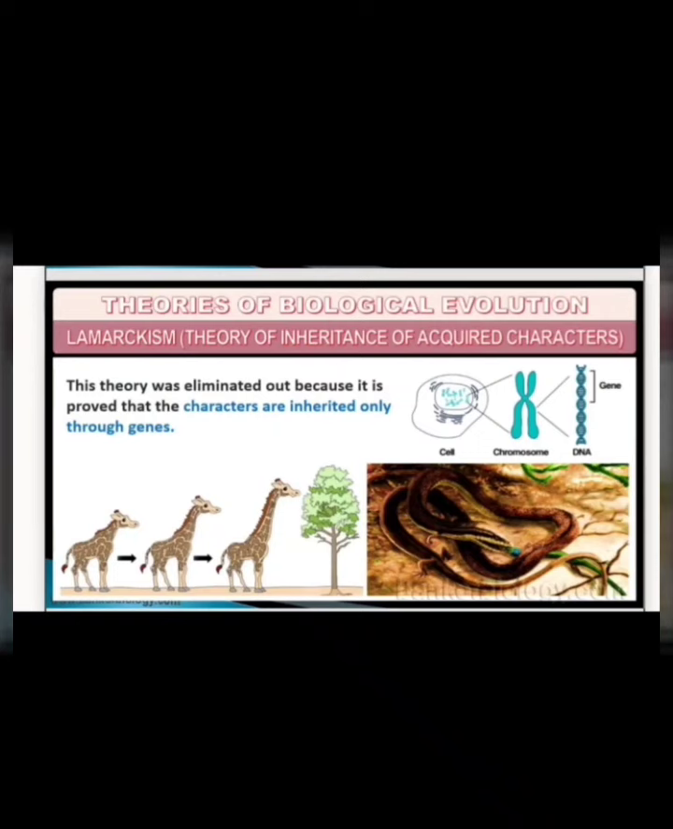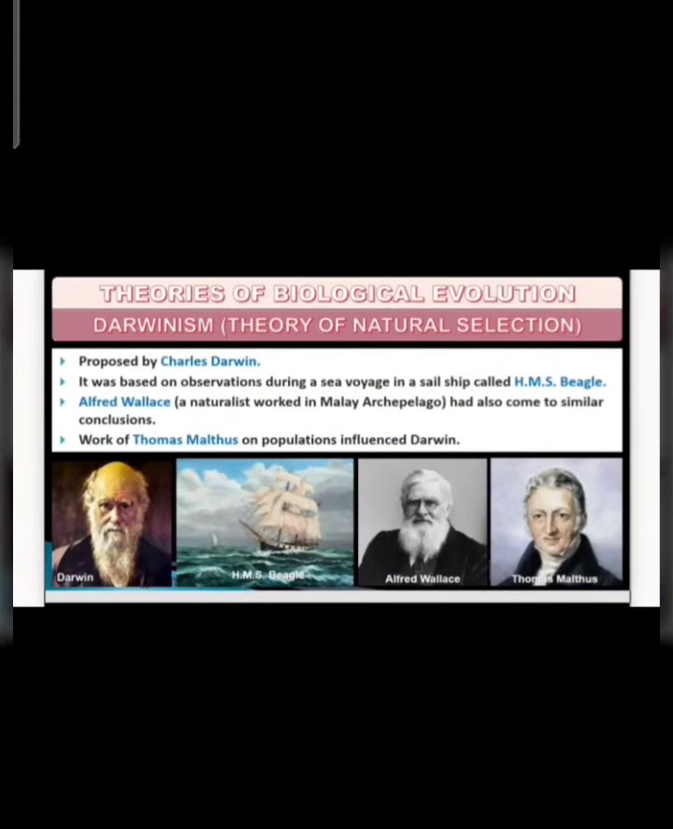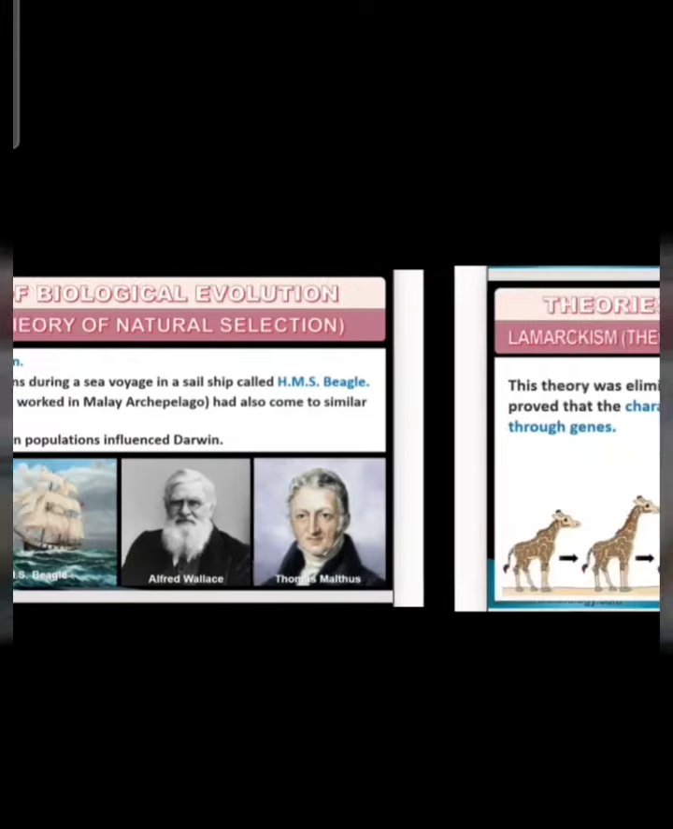So this theory was eliminated because it is proved that characters are inherited only through the genes. The environmentally acquired characters, which we acquire by functioning in the environment, are not inherited. It was said that the characters we express must come through genes, not through the environment. That is why this theory was eliminated. Okay, so next we will study the next theory. So this was all about Lamarckism.